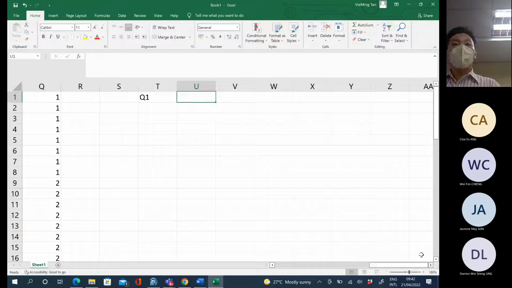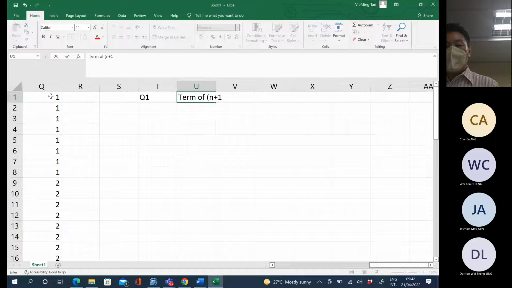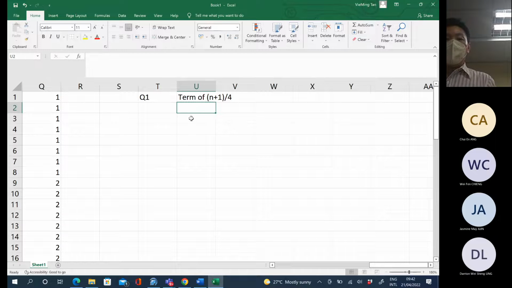In order to get Q1, make sure that you already sort the data in Excel from smallest to highest. Then the next step is to identify the location of Q1. Location means the term. What is the formula? You use the term of, I put a bracket, n plus 1 divided by 4. We use this formula to identify the location only, not the value, but the location only.